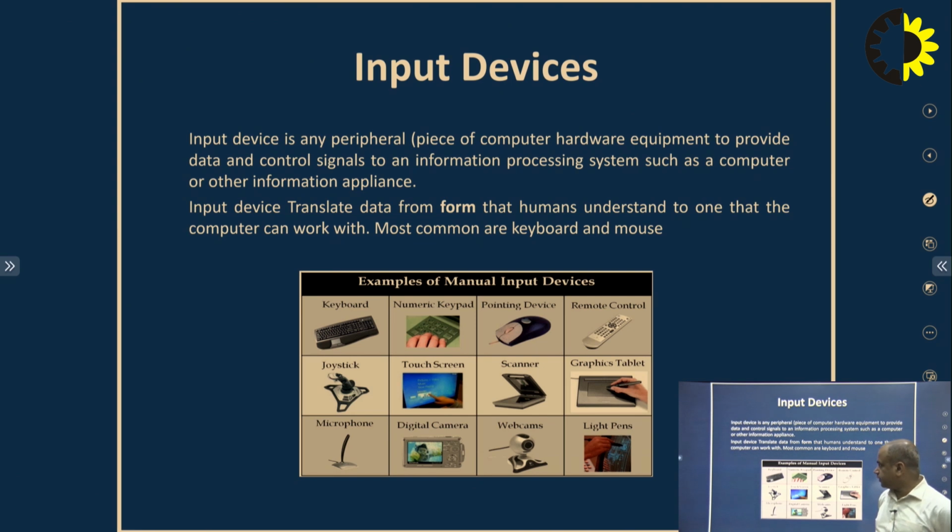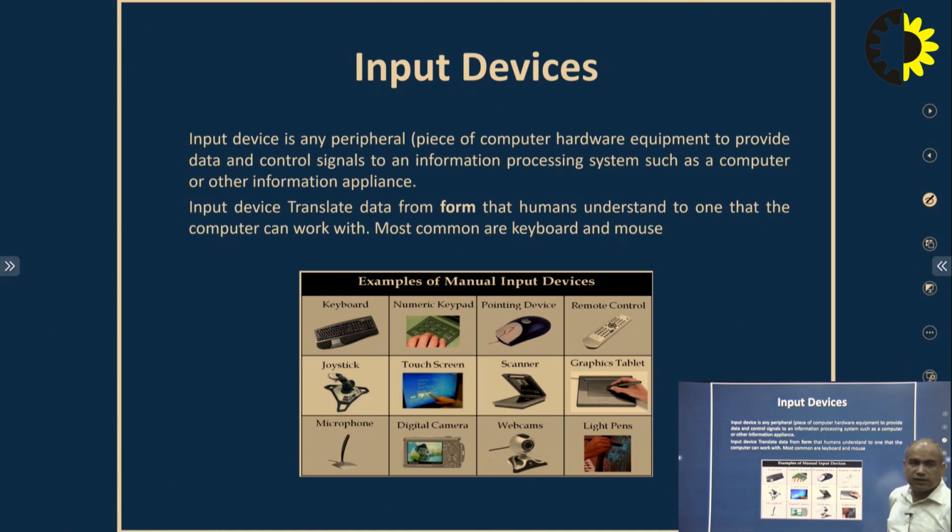Now, in computer hardware, first we talk about the input device. An input device is any peripheral or piece of computer hardware equipped to provide data and control signals to an information processing system such as a computer or other information appliances. An input device translates data from human-understandable form to one that the computer can work with, and the most common are the keyboard and mouse.